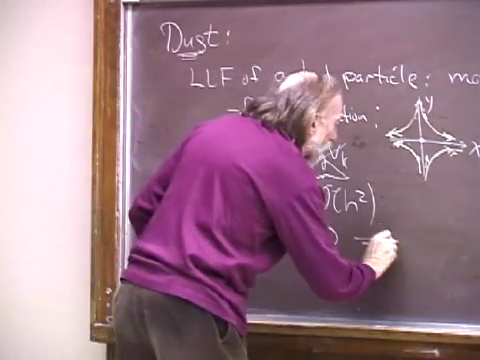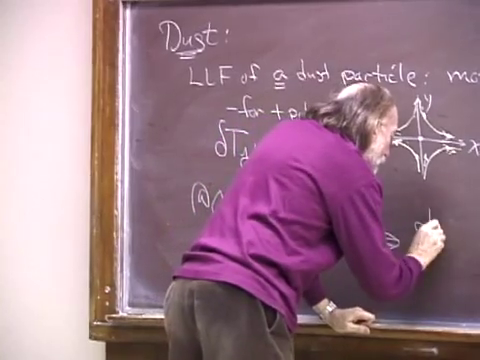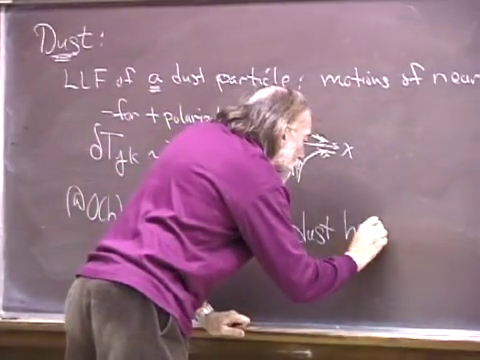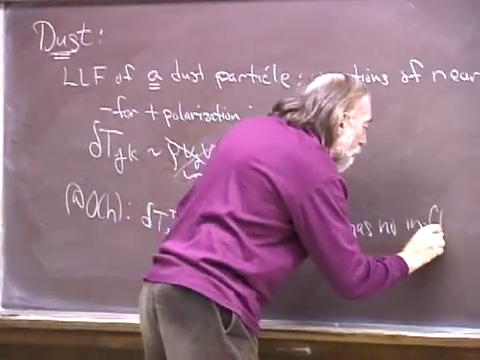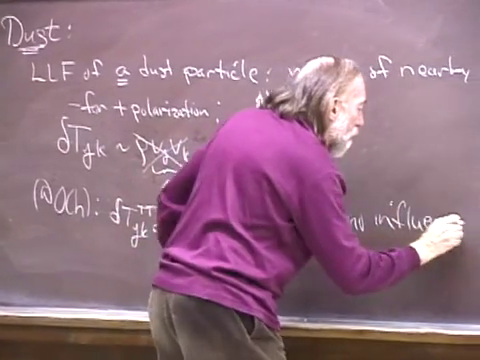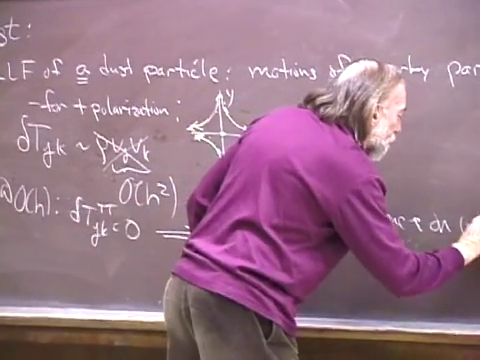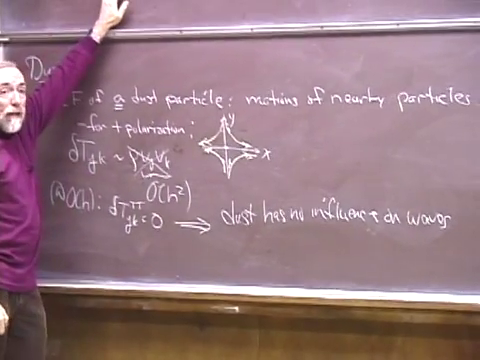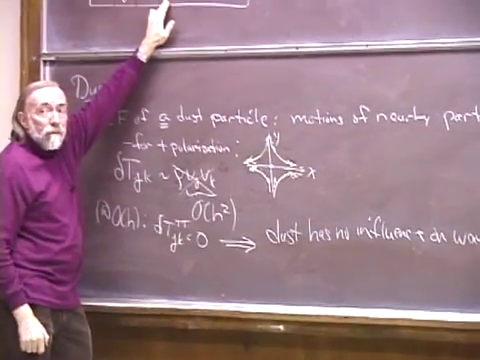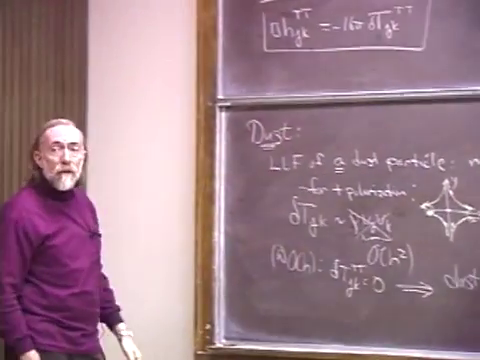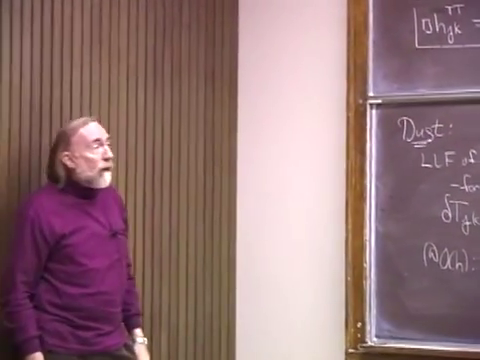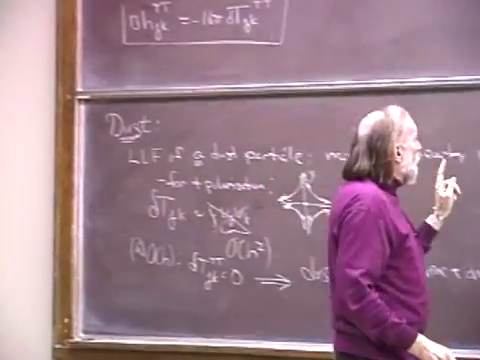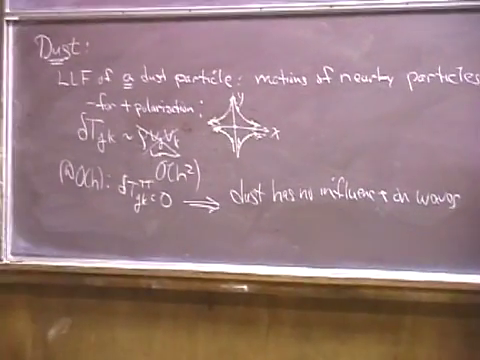And so therefore, the dust has no influence on the waves. The waves propagate through the dust, satisfying the vacuum Einstein equation. Any questions about that? Okay, so now let's look at a second example, the example of a perfect fluid.